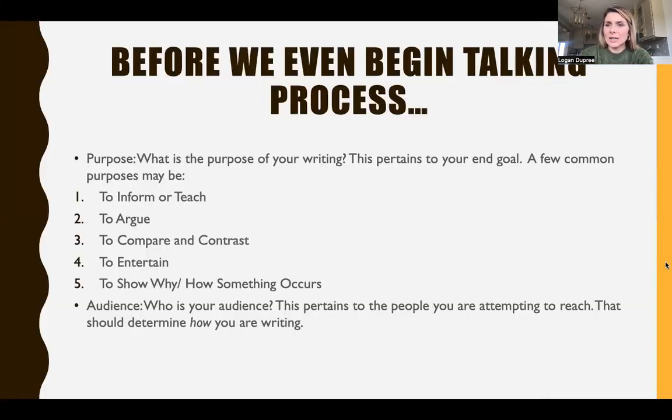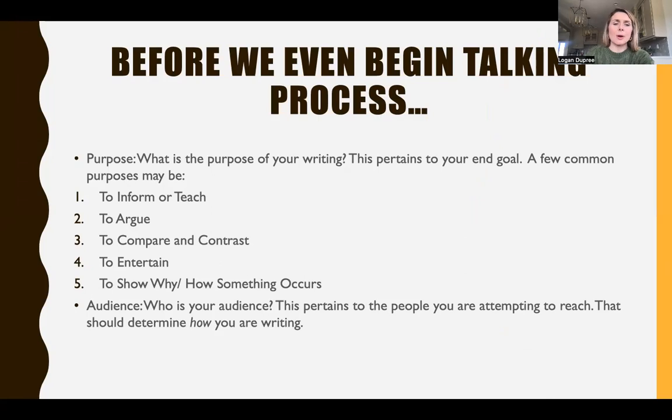So let's start before we even talk about process. We have to really consider two ideas. And that first idea that we have to talk about is purpose. What is the purpose of your writing? And this really pertains to your end goal and what you're trying to accomplish and what you're trying to achieve.